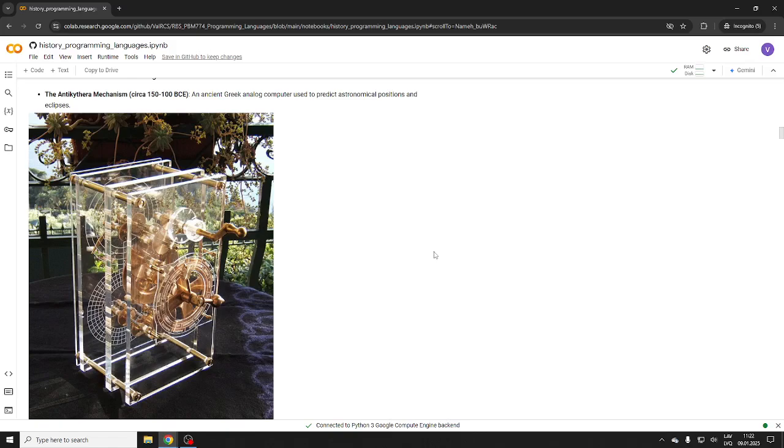It was found under the sea. It consists of, I believe, 40-some little wheels. So what did it do? Any guesses? What could it do? Predict astronomical positions. Yes, very good. But again, unless you have a user manual for this thing, you don't really know for sure.